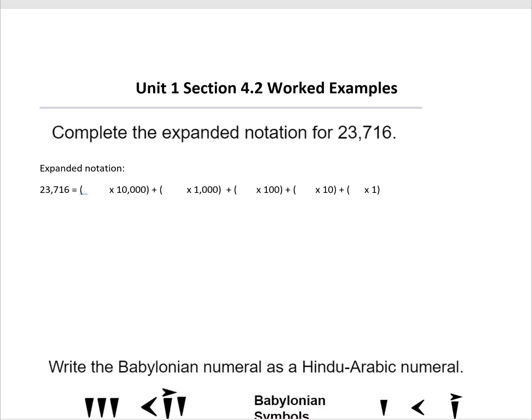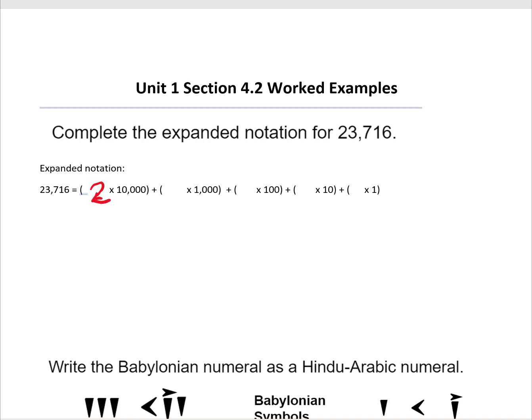Unit 1, Section 4.2 Worked Examples. Complete the expanded notation for 23,716. So expanded notation is given in the form shown here. We take a look at the number and we see that there are two 10,000s in there. So we're going to indicate that here with a 2.